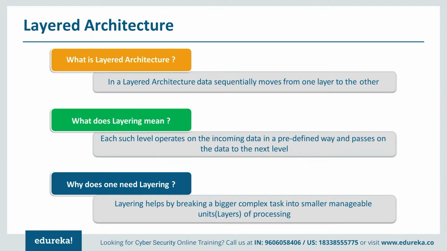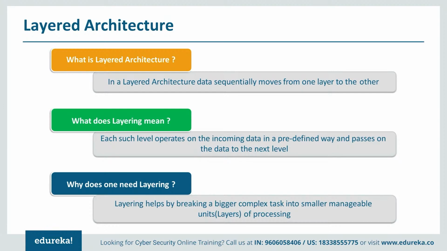And also by splitting the task into 7, each layer is specifically trained, tuned and enhanced over the period, so the functionality of the particular task becomes more efficient. And when combined, these 7 layers give good reliability and performance on the network. What is a layered architecture? In a layered architecture, data sequentially moves from one layer to the other.